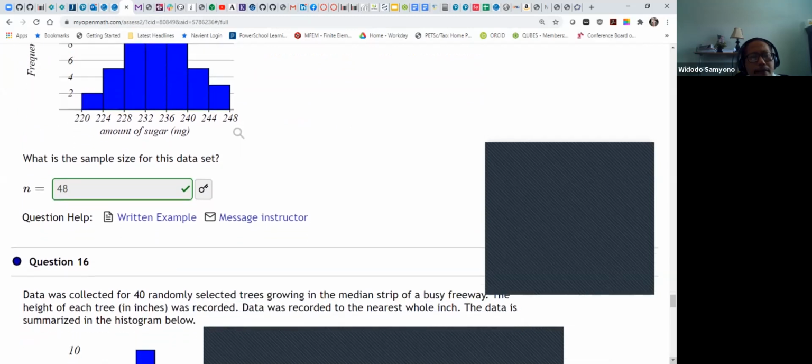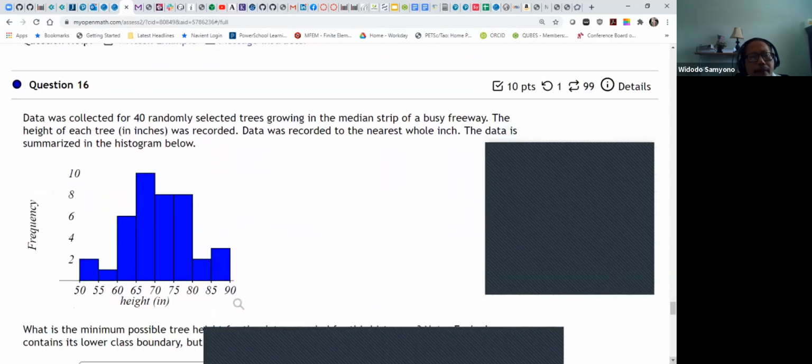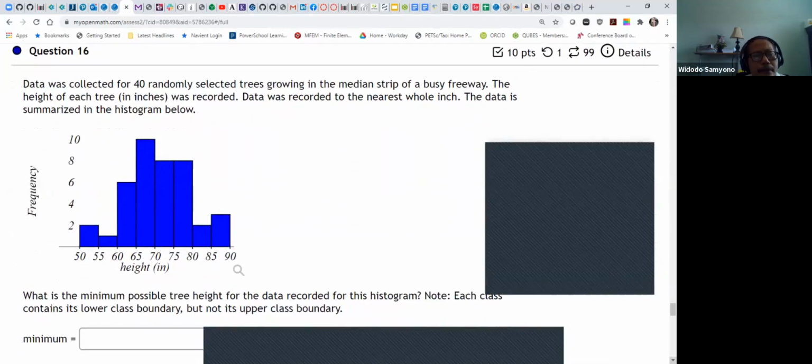So the next one, 16. The number on the bottom here represents the height, and the vertical axis represents the frequency, right? Okay. So the question is, you have to be careful here.